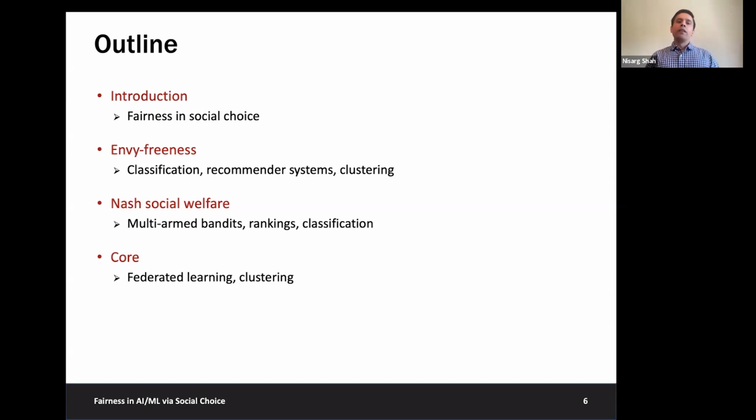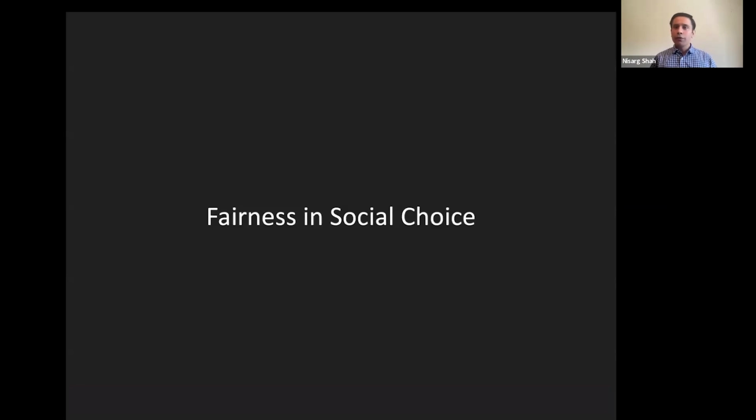Once we have some intuition about what these definitions are doing, then we are going to take those definitions one by one, namely envy-freeness, Nash social welfare, and the core, and we are going to see how these definitions have been applied in the more recent era in a variety of AI and machine learning applications such as classification, recommender systems, clustering, multi-armed bandits, rankings, federated learning, etc. All right. So without more delay, let me get into the background on fairness in social choice.